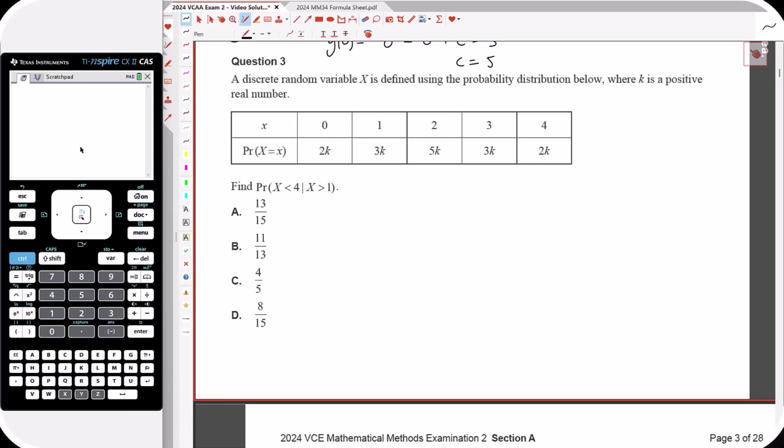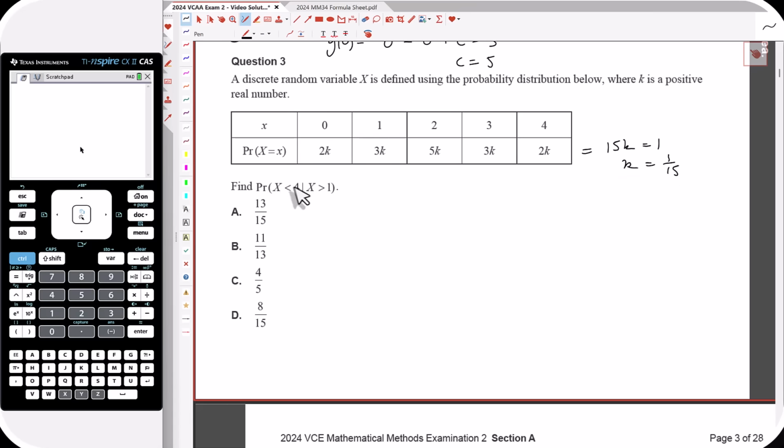Okay, so a discrete random variable x is defined using the probability distribution below, where k is a positive real number. Find the probability x is less than 4, given that x is greater than 1. Now, when I did this earlier, I added these up, 5, 10, 15k, equals 1, so it tells us that k equals 1/15. But actually, when you see how this works, we don't actually need to know the value of k to be able to answer this question.